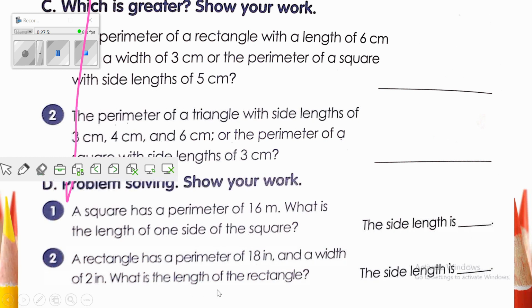Yes, excellent. Now here, a rectangle has a perimeter of 18 and the width of 2. What is the length? So I remember the formula P for a rectangle is double L plus double W. I have the width, which is 2. So 18 equals double of 2, which is 4, plus something. So what is the other side, the missing number? Yes, 14 is the double. Yes, perfect, 7. So I just wanted to focus here on the formula for each shape, for the square and rectangle.